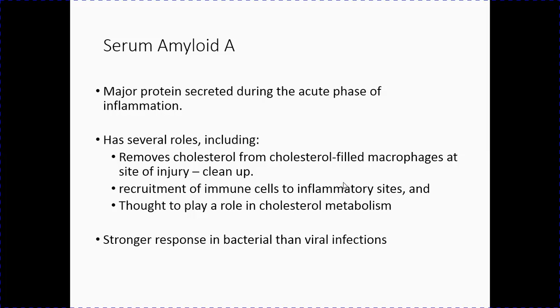Serum amyloid A also recruits the immune system to sites of inflammation, and it's thought to play a role in cholesterol metabolism. Serum amyloid A has a stronger response in bacterial infections more than viral, and its other primary function, really, that I don't even see here, is that it is an activator of macrophages and monocytes. So it's an effective activator of the phagocytes in primarily bacterial infections.